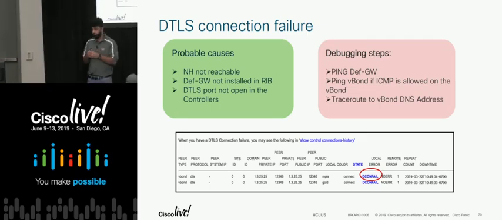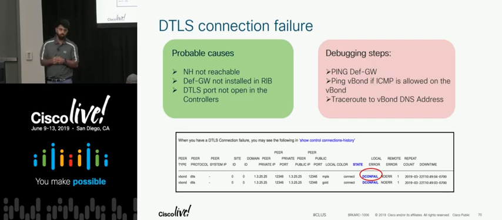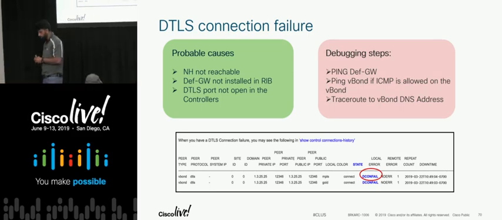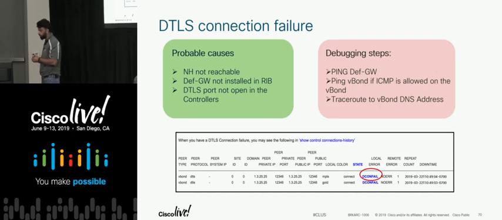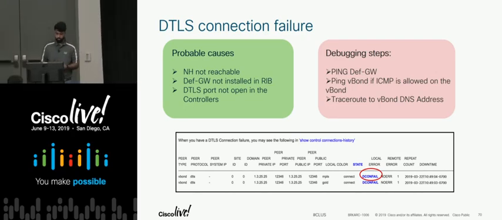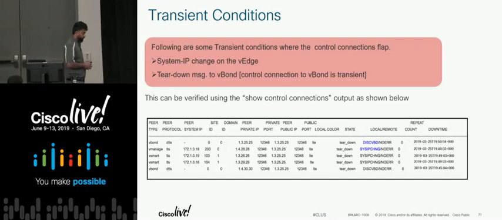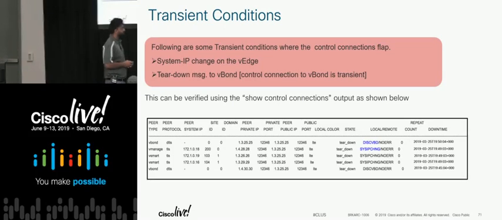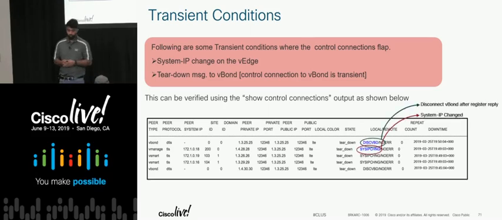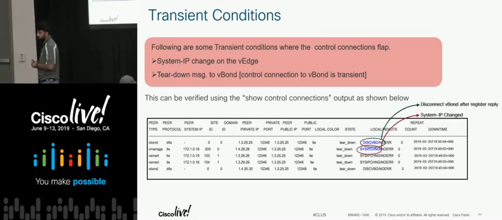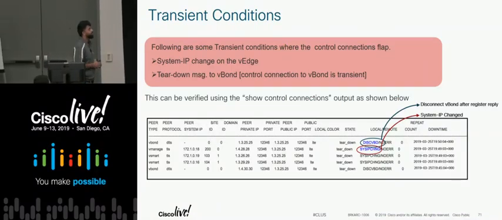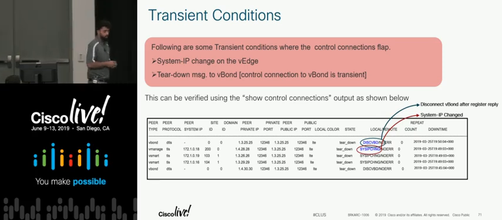If there is a DTLS failure, if there is a connection fail, you will be seeing this DCONF fail message in the show control connection history on your device. So if it's a DCONF fail, it's a connectivity issue. You just have to approach the process through the connectivity issues. There are a few transient conditions where the system IP changed or a teardown message from the vBond. The error you see here is the disconnect vBond after register reply, or if there is any system IP change and it's not been updated on the controllers.